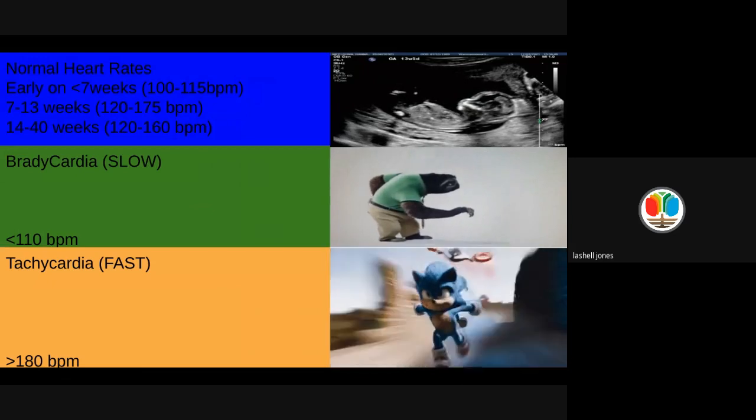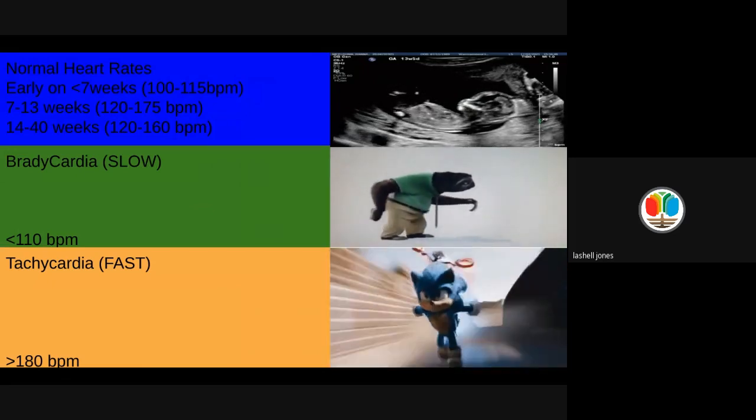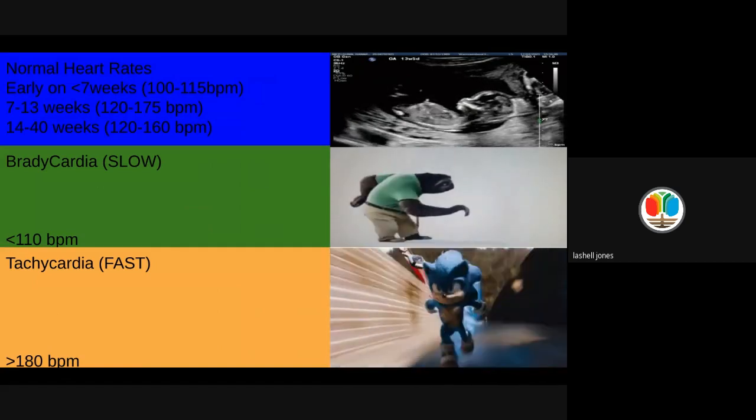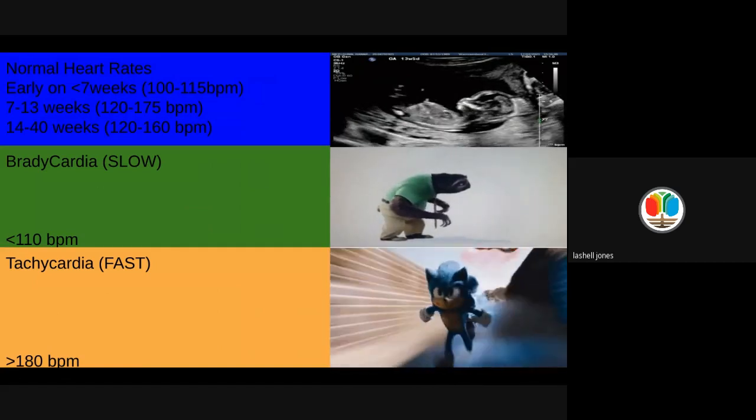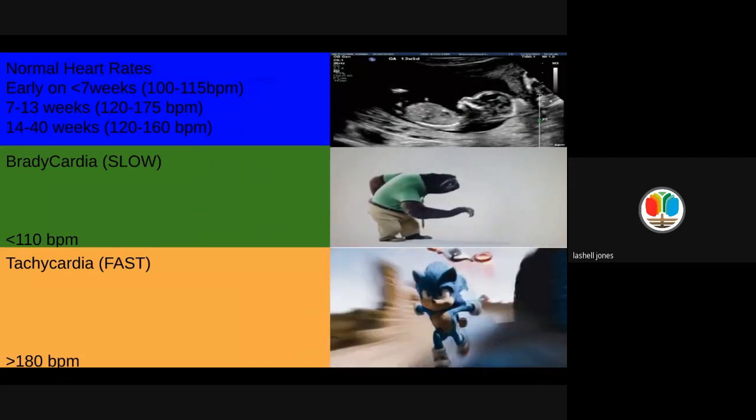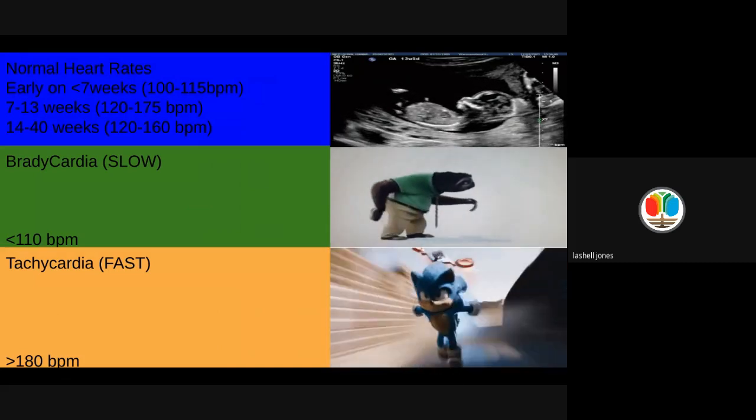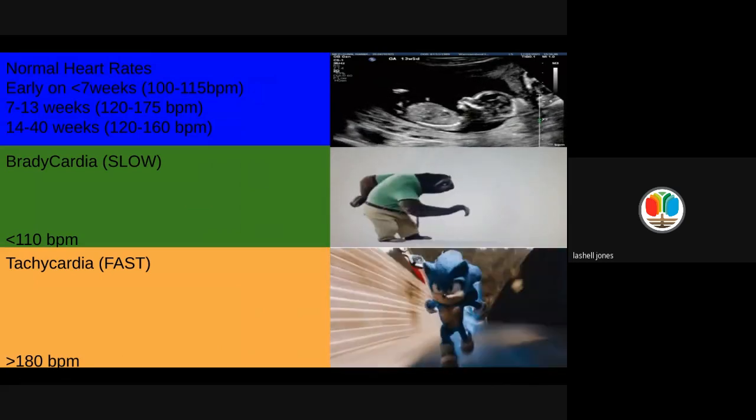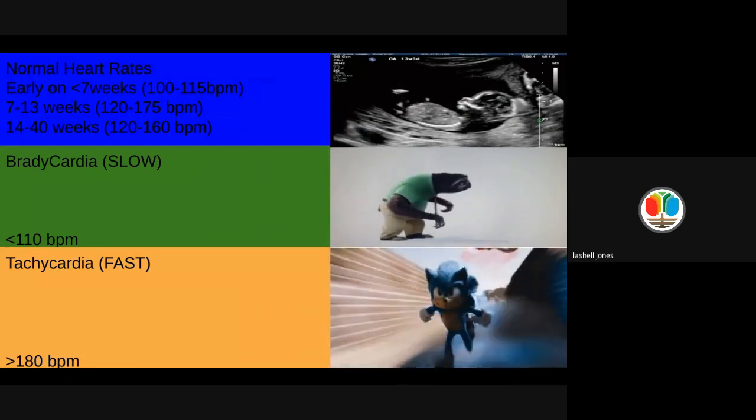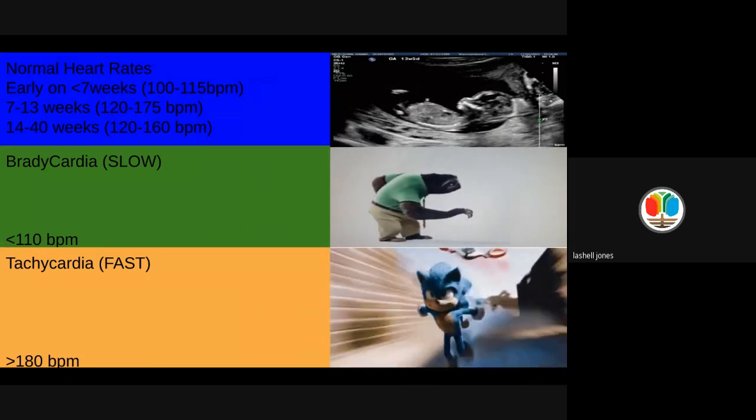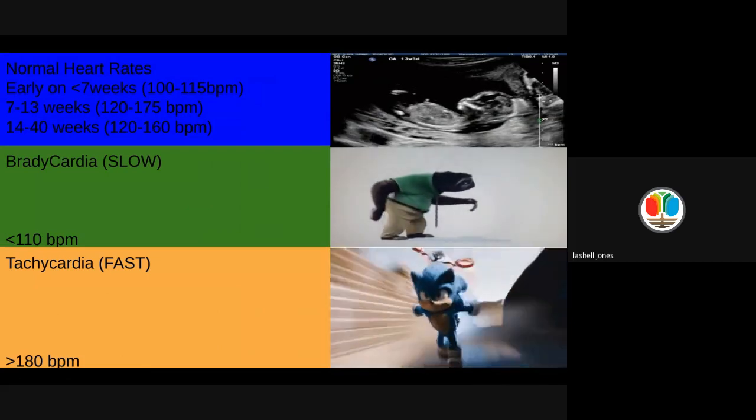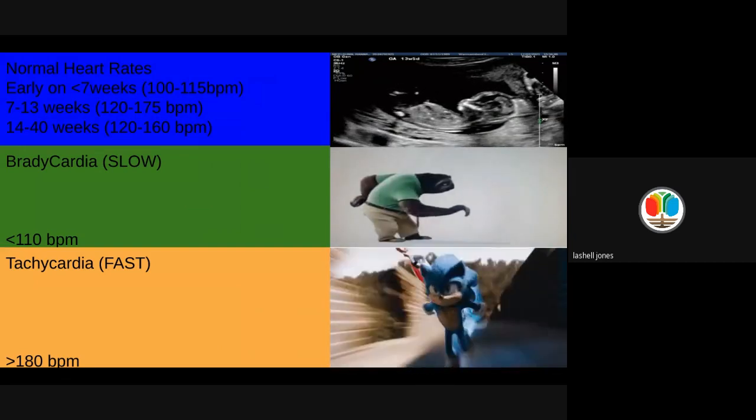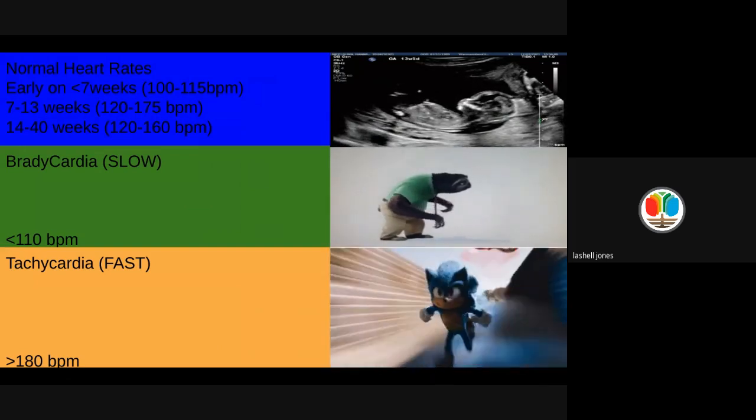All right. Now we do need to know our heart rate values. Normal, pretty standard, we know is usually 120 through 160. But keep in mind, early on it could be different. Before 7 weeks, heart rates can range between 100 through 115, so that's not bradycardia at that time. At 7 to 13 weeks, you can have a range between 120 through 175. And after that, 120 through 160.